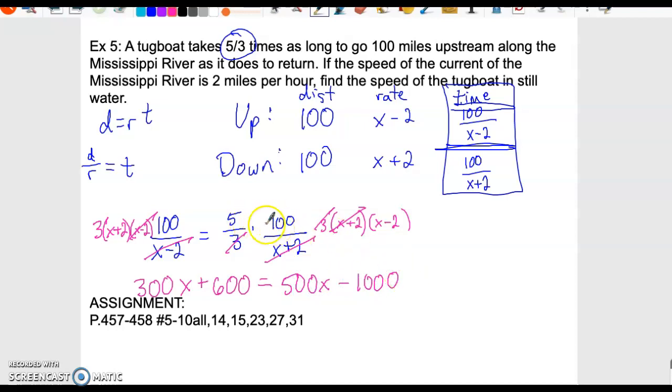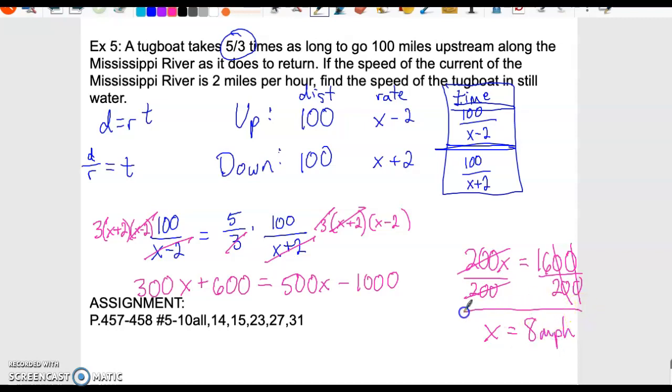right? Yeah, 5 times 2 is 10 with 2 more zeros. So then I would subtract 300x this way, so 200x, and add 1,000 the other way, 1,600. So as I divide both sides by 200, those would cancel. 16 divided by 2 would be 8 miles per hour.